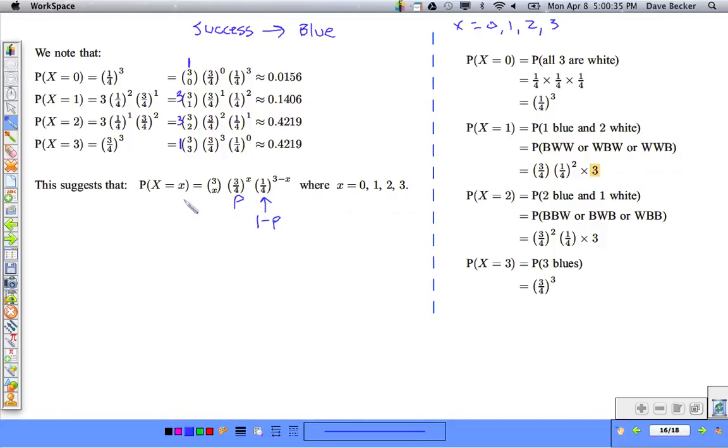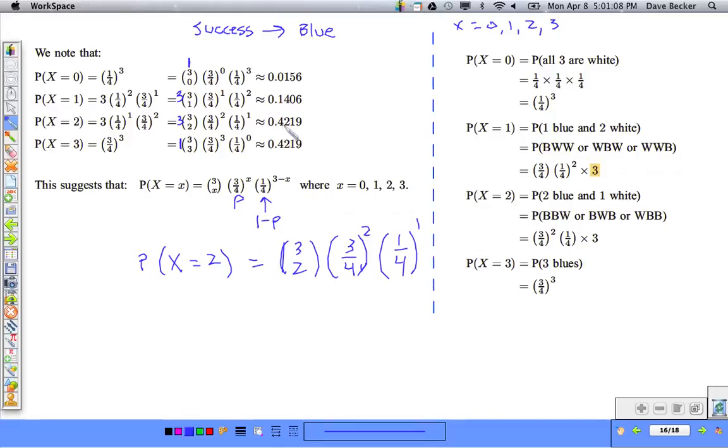Okay, so let's say we wanted to know what the probability of drawing 2 blues is. Well, that means that little x is going to be equal to 2. And the probability of x equal to 2 would then be 3 choose 2 times 3/4 squared times 1/4 to the 3 minus 2, or 1.